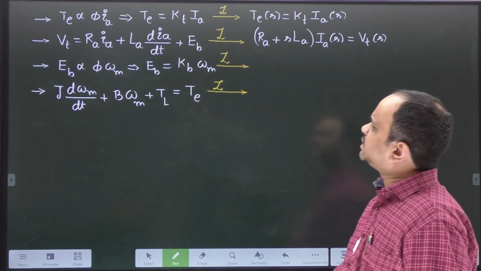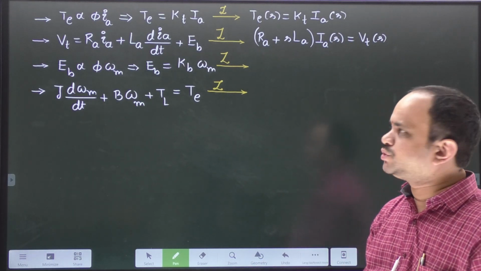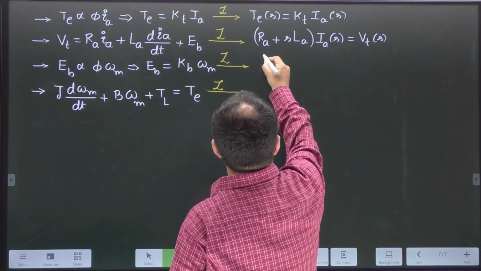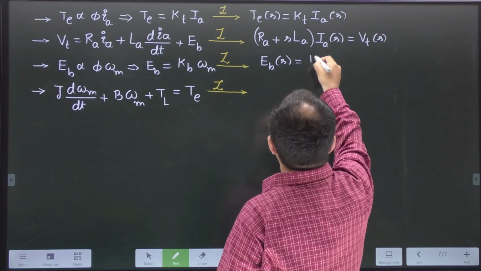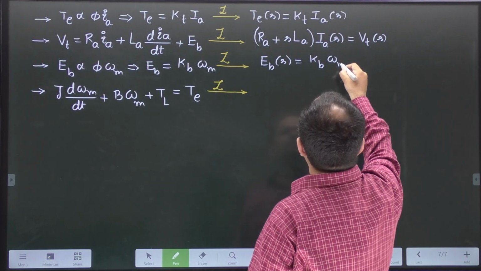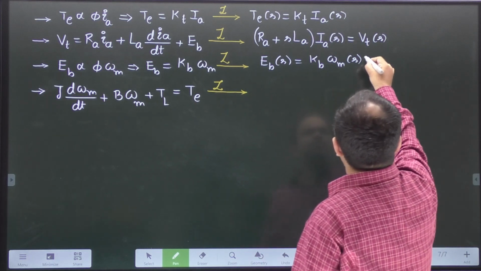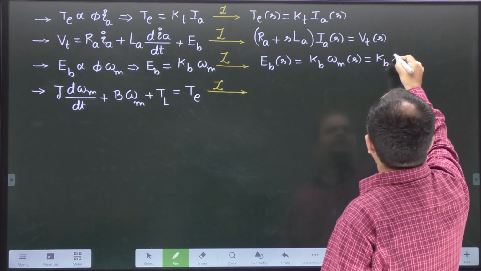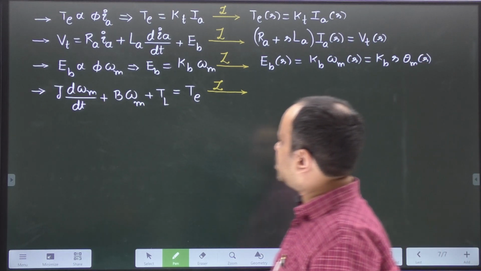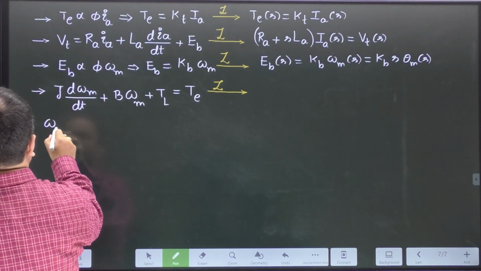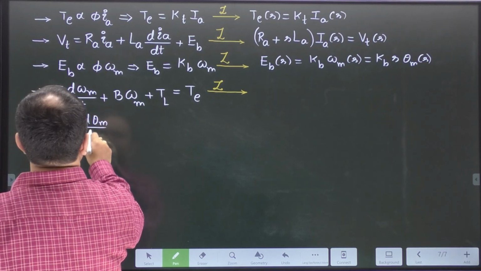You can simply rearrange the terms by taking the Laplace transform. Of course, I am also assuming initial conditions to be 0. Next, the back EMF, EB of S, is equal to KB into omega m of S. Or you can also write KB into S into theta m of S, where theta m is the position. Why? Because angular speed is equal to the rate of change of the position.